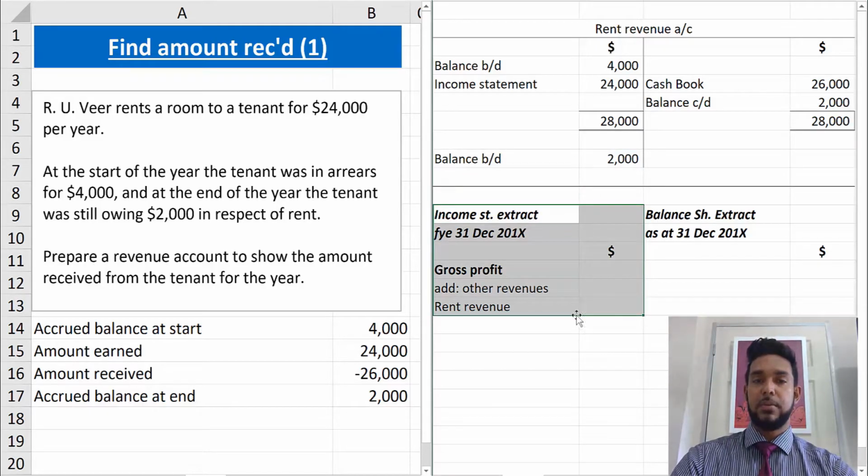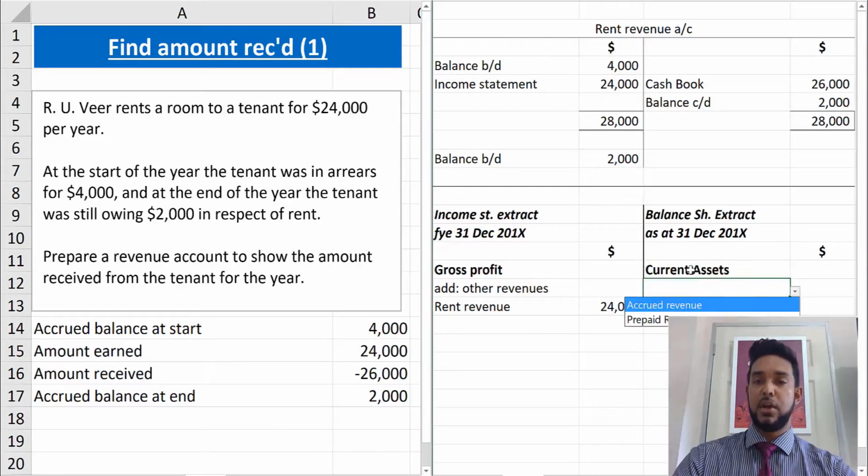Now, income statement extract, how much goes inside of here? 24,000, and we have accrued revenue at end, which is a current asset to the tune of $2,000.